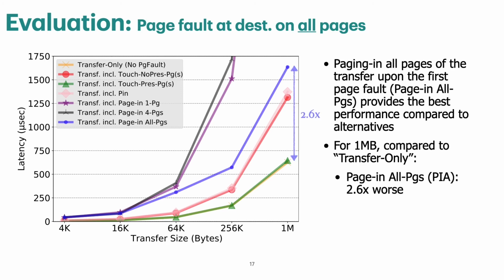fault during the RDMA transfer, paging in all pages is 2.6 times worse, while touch no present pages is 2 times worse. These results for 1 megabyte transfer reveal that whether we support page faults and paging in all pages upon a first page fault during the RDMA, or touch or pin the pages prior to the transfer, the latency gap seems to become smaller and smaller.